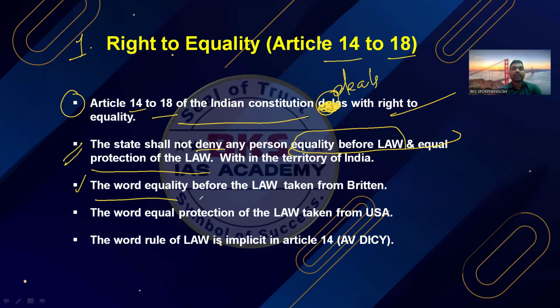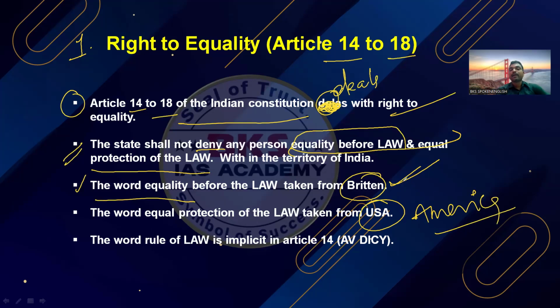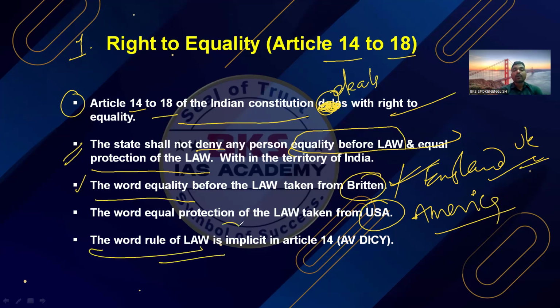The phrase equality before law is taken from Britain. Equal protection of the law is taken from the USA. USA means America, and Britain means England, the UK. The concept of rule of law is implicit in Article 14. It was propounded by A.V. Dicey. Did you understand this?